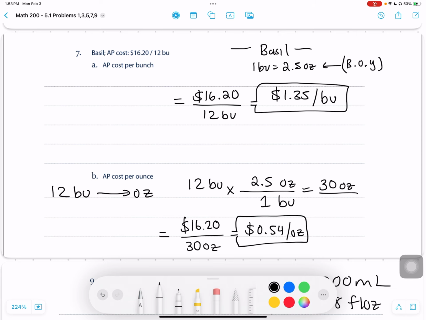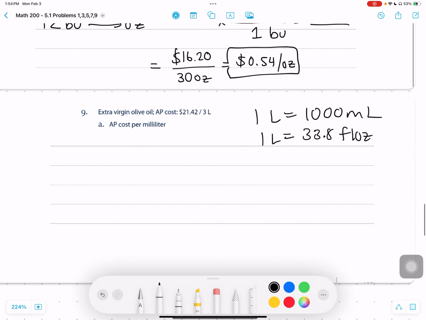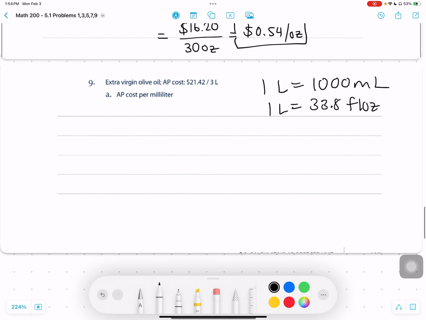Cost per ounce. Okay. Last but not least, let's go ahead and do olive oil. I have the cost of $21.42 per 3 liters. So it looks like they're selling you a packet of 3 liters. Maybe that's 3 bottles, each of those is 1 liter. It's a big container of 3 liters, right? We don't know. So that's the total cost for 3 liters. Let's go ahead and find the cost per milliliter.